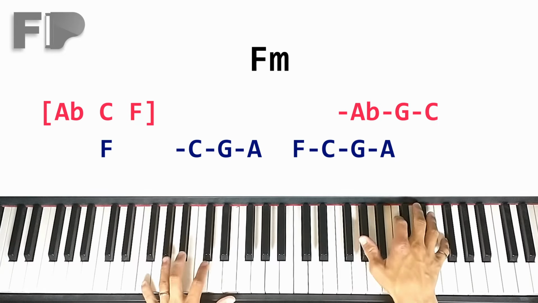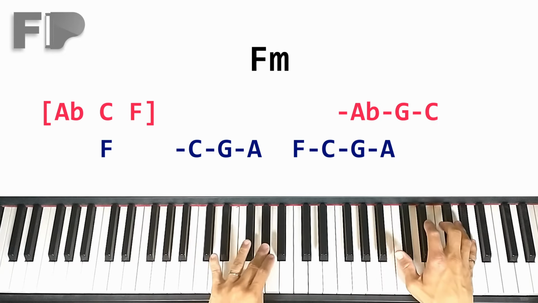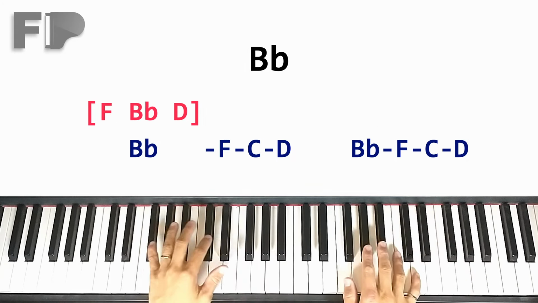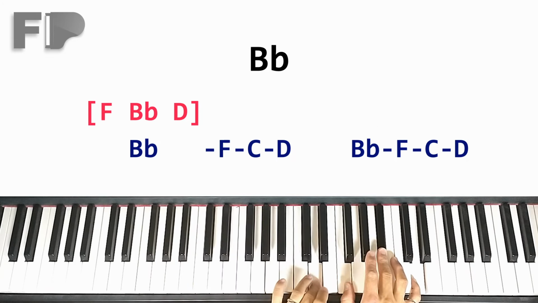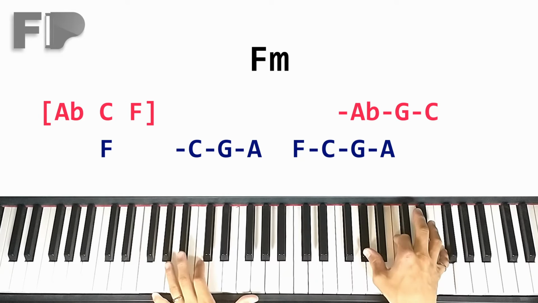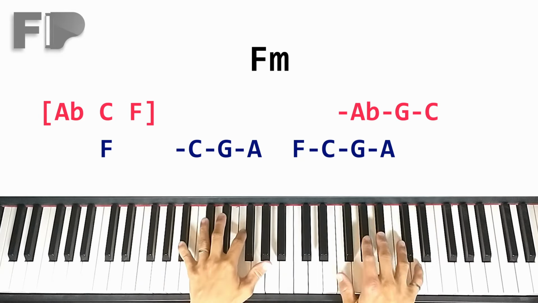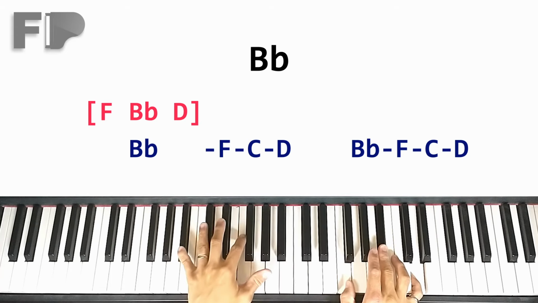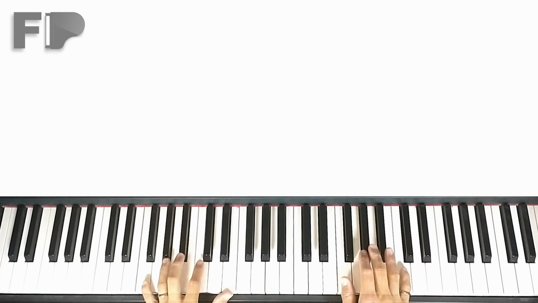With hands together, we have F minor, and B flat major. Let's try that again. We'll play the entire section once through, and this will be called part one.